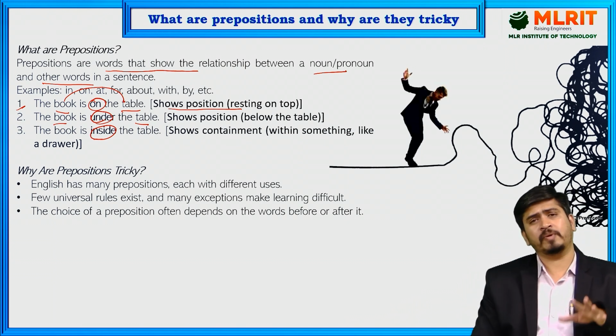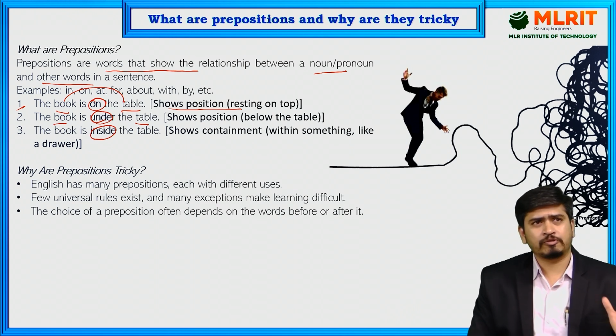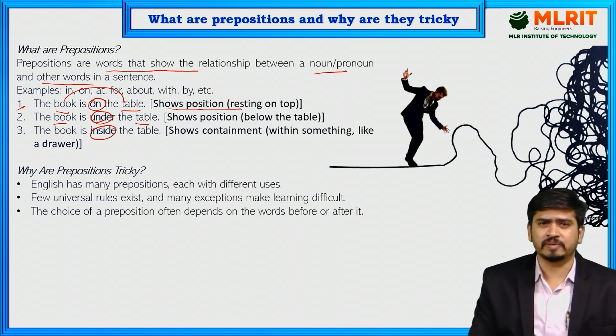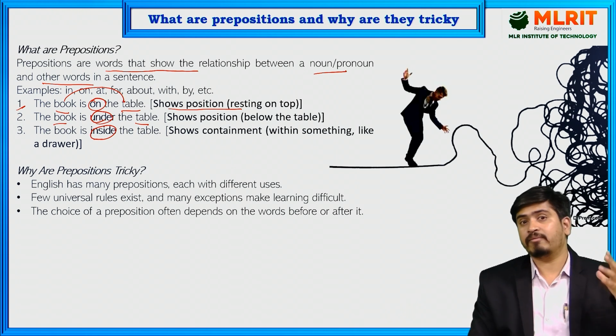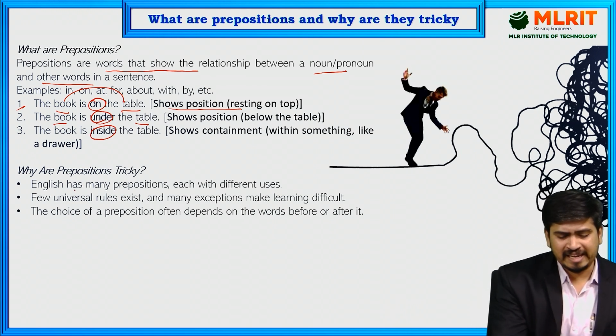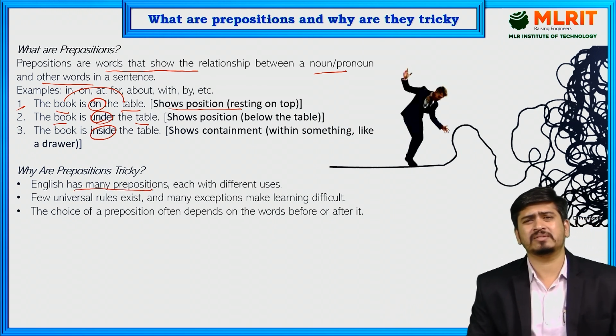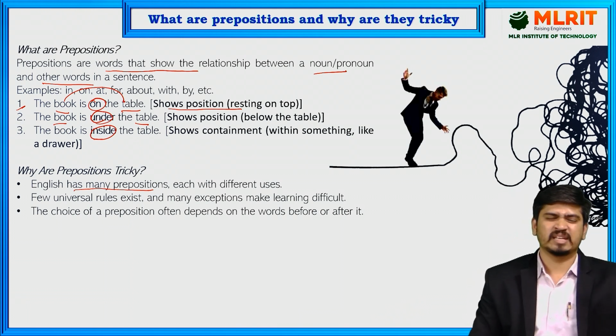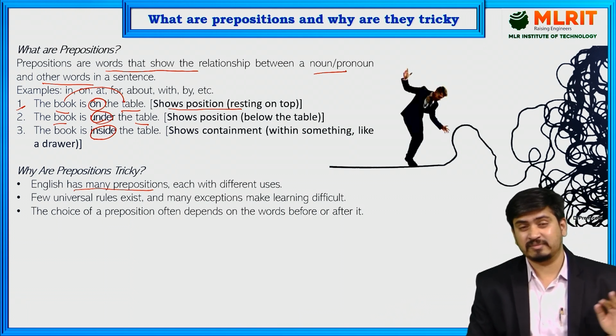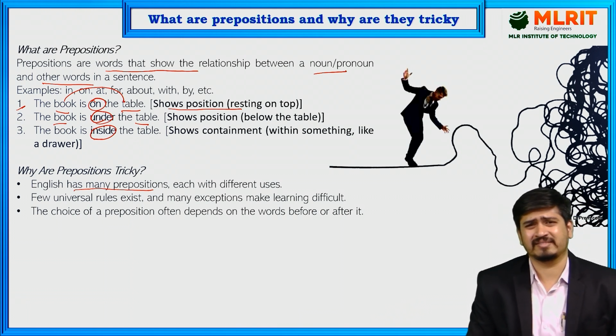Now coming to prepositions, most of us often make a lot of mistakes. We don't use proper prepositions. Sometimes we miss the prepositions. Now, why do we come across these problems? The reasons are: English has many prepositions, and for each preposition we have a number of rules. Remembering all those rules, we don't like.